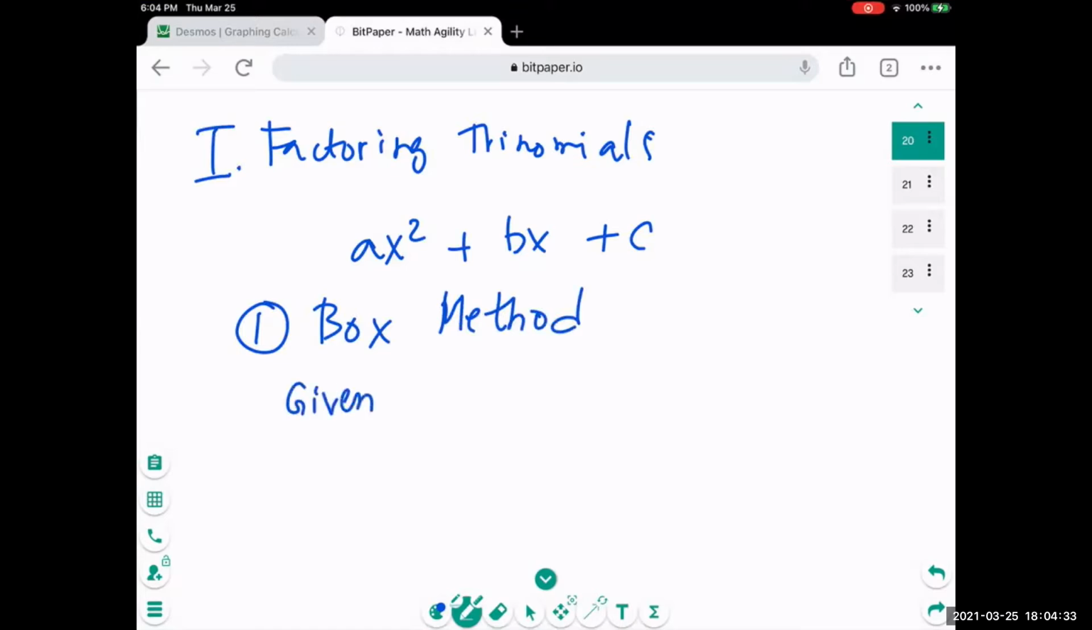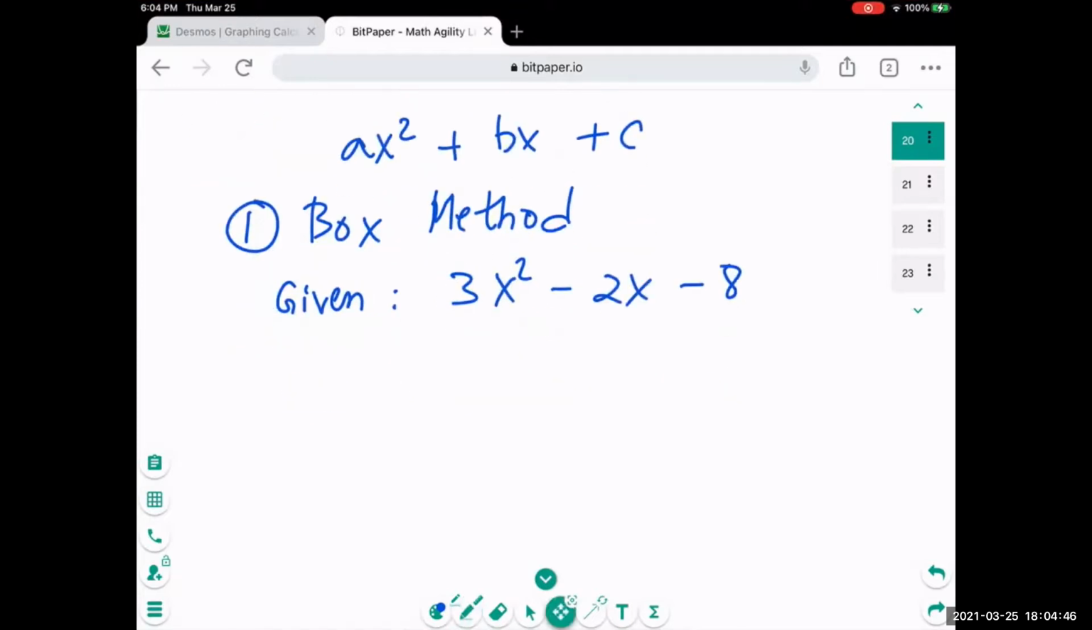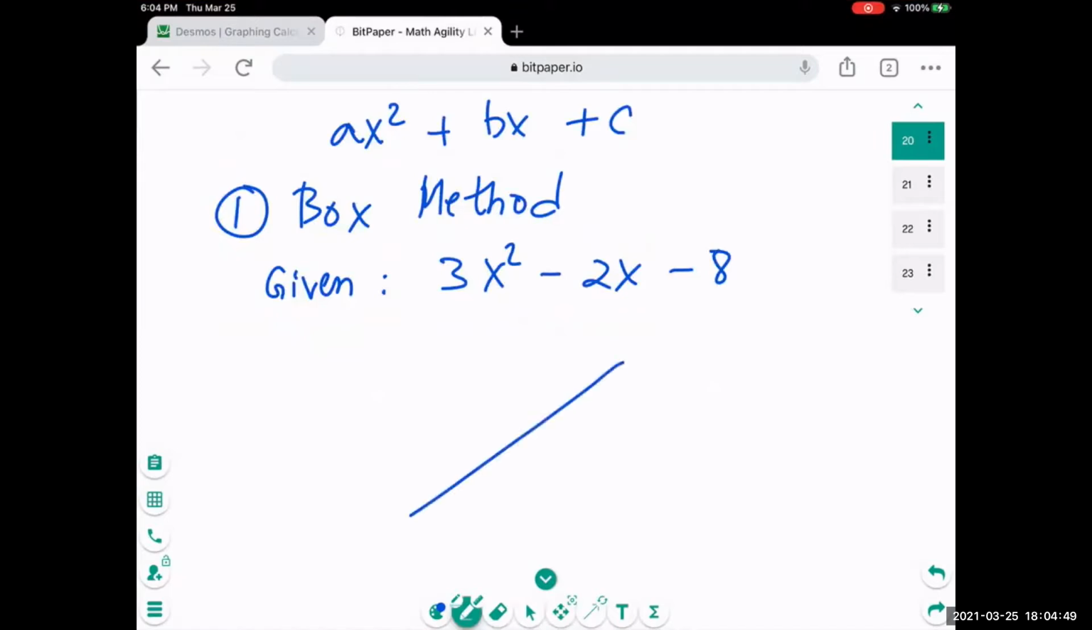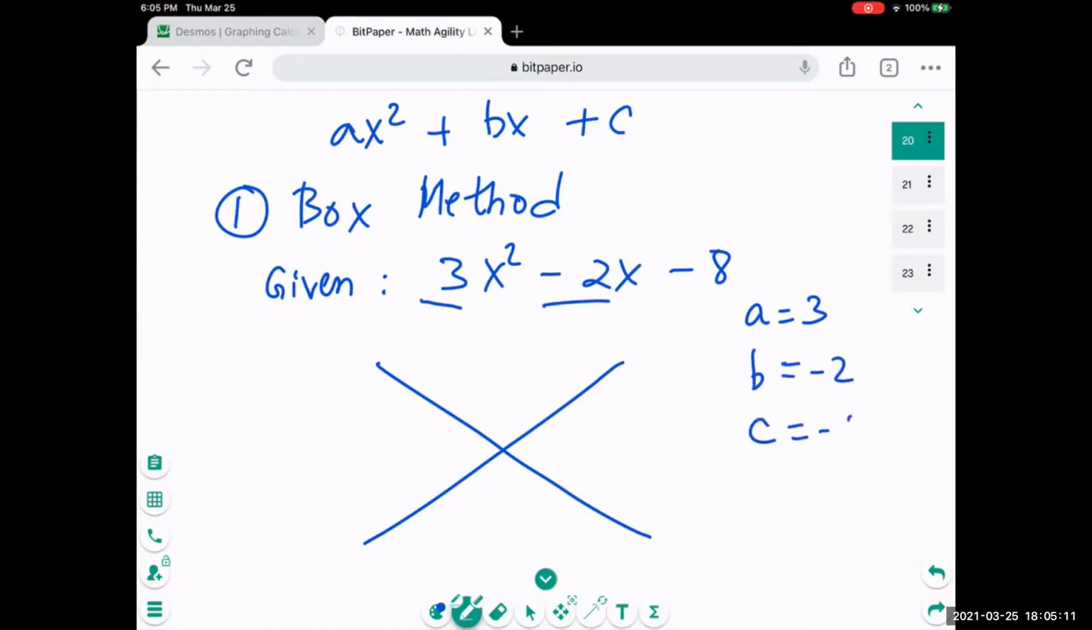Given, let's say, our polynomial is 3x squared minus 2x minus 8. So the first step is to draw a big X. And then we will multiply our a times c. So let's identify first what our a, b, and c are in the given polynomial. So a is 3, which is this one, right? B is negative 2, and then C is negative 8.